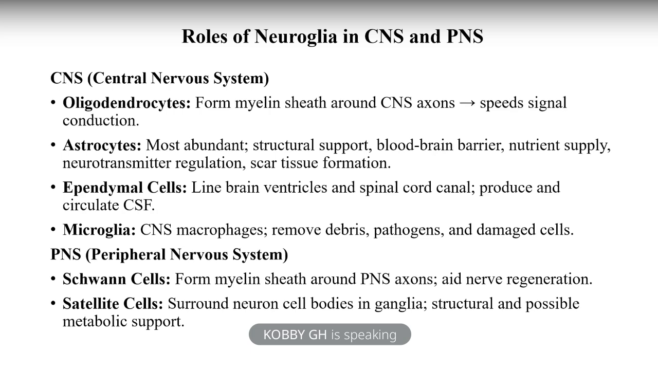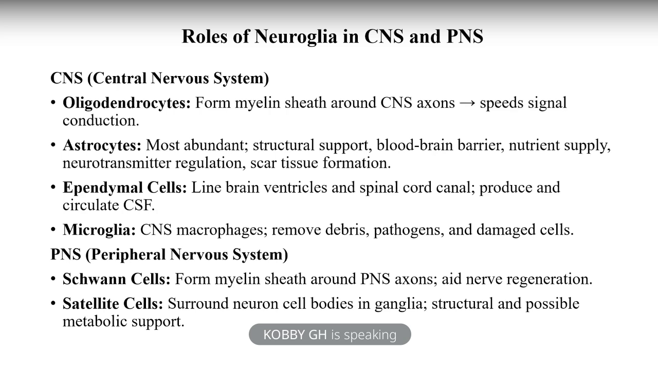Now, in the central nervous system, there are 4 glial cells: the oligodendrocytes, the astrocytes, the ependymal cells, and the microglia. So I can ask you how many glial cells, or neuroglial cells, do we have in the central nervous system? We have the oligodendrocytes, the astrocytes, ependymal cells, and the microglia. These are the glial cells in the central nervous system.